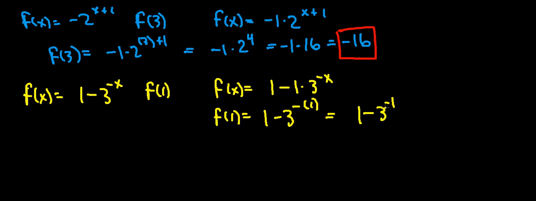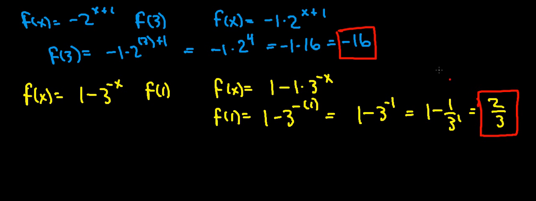And now I'm going to distribute this minus sign. And a negative power will cause it to be the reciprocal of the base. 1 minus 1/3 to the first, which is just 3. So now I'm left with 1 minus 1/3, which is equal to 2/3. And now I'm going to do one more.